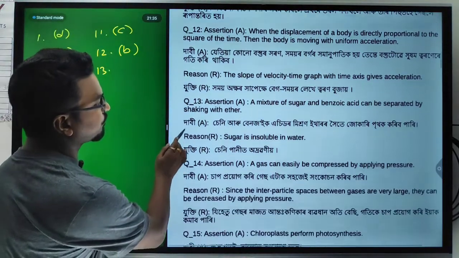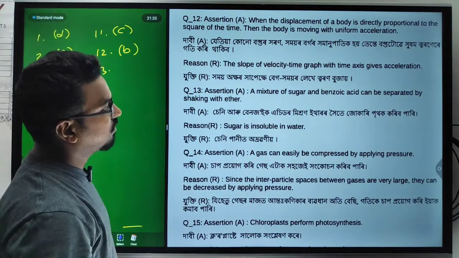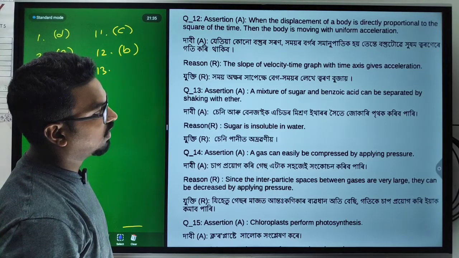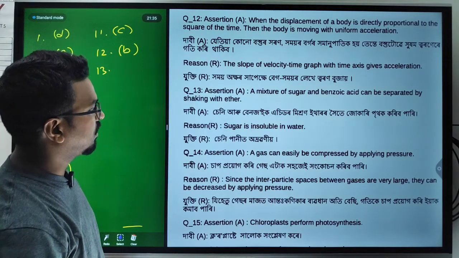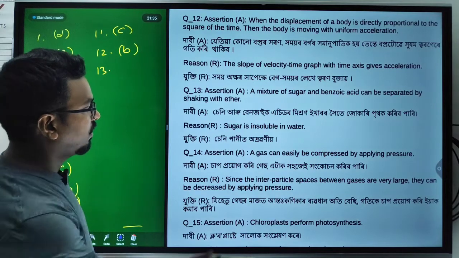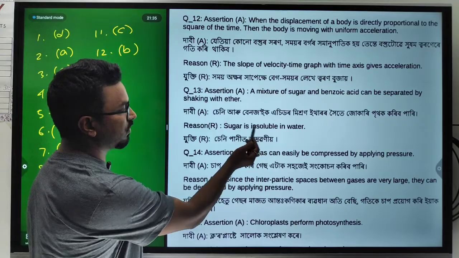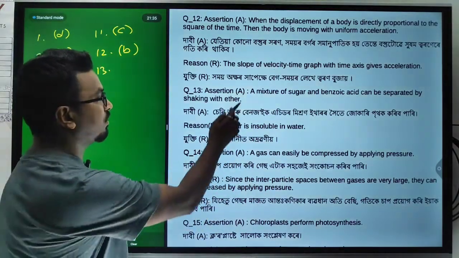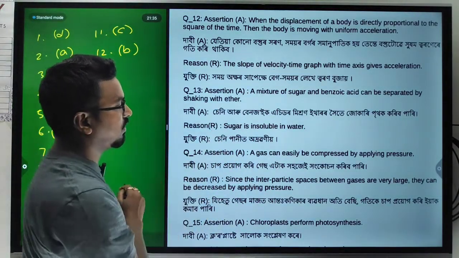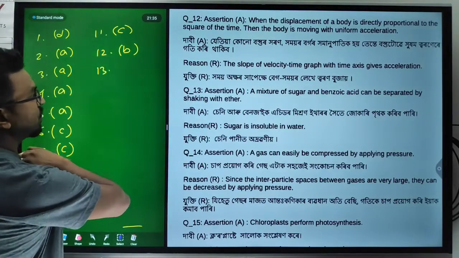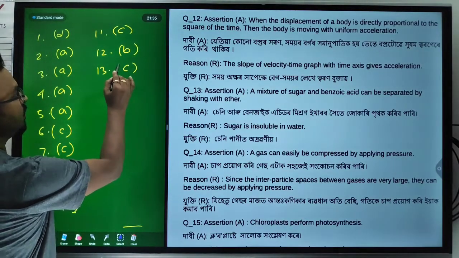Question number 13. A mixture of sugar and benzoic acid can be separated by shaking with ether. Correct. The reason says sugar is insoluble in water. This is false. Sugar is soluble in water. So the first statement is correct and the second statement is false. The option is C.